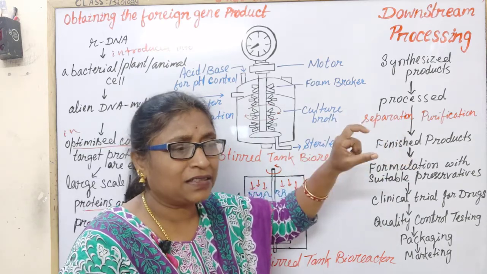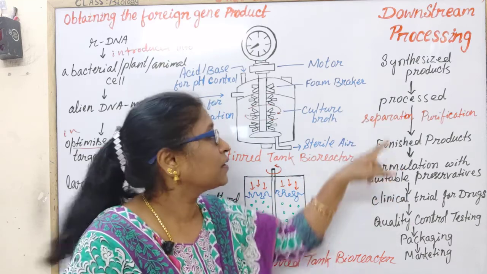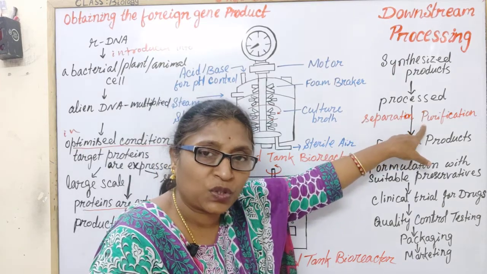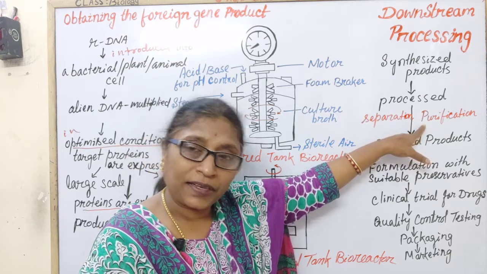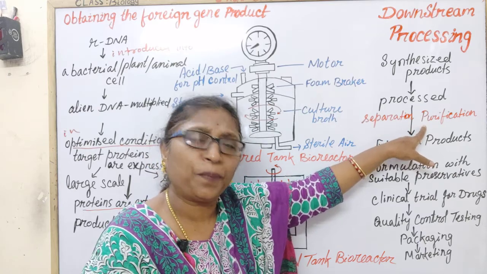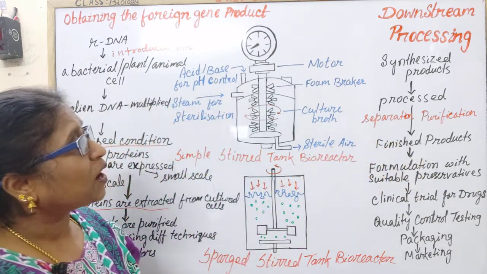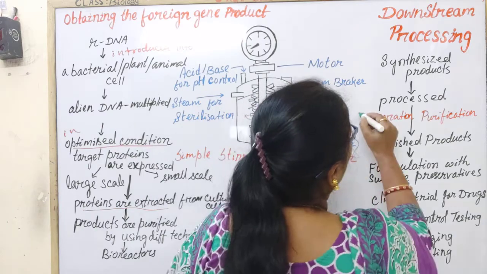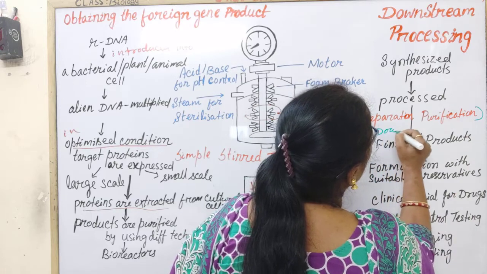The cells are producing different proteins, but whichever protein we need, we have to separate it. So the protein has to be separated and purified. Suppose we need human insulin, which is also a protein, or any other drug or growth hormone; these are different proteins and finished products. The method of separation and purification is called downstream processing.